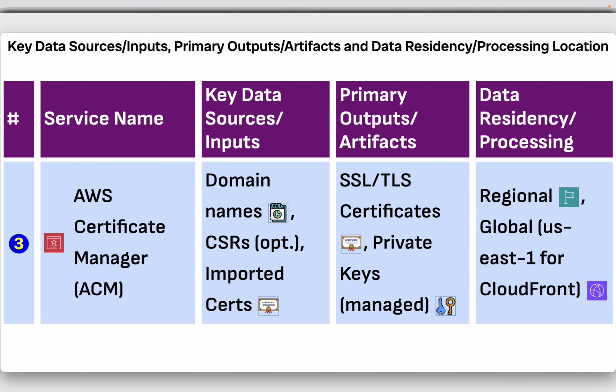Next, we have AWS Certificate Manager. Key data sources or inputs are domain names, CSRs, which are certificate signing requests, and any imported certificates. And the output it produces are SSL TLS certificates and private keys, which are managed. And the data residency is regional, and it is global for CloudFront only, because CloudFront is a global service, and every time you see global, the region which you cannot change is US East 1. And SSL is secure sockets layer, and TLS is transport layer security.